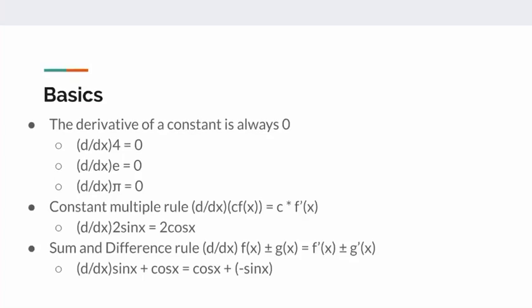Basically, if you have 2 different equations, sine x and cosine x, you take the derivative of them separately, and then you put it as a derivative. So you take the derivative of sine, which is cosine, and the derivative of cosine, which is negative sine. So it equals cosine plus negative sine, or cosine x minus sine x.